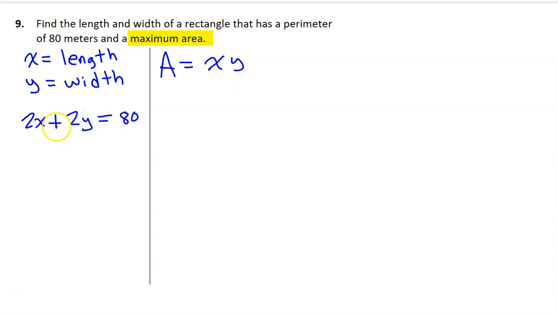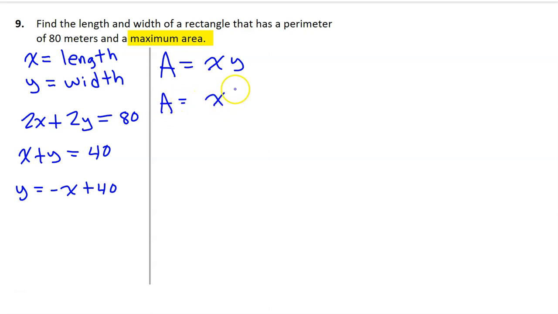Let's solve for y. Actually, first of all, let's divide everything by 2. So that will give us x plus y is equal to 40. Then if we subtract x from both sides, we get y is equal to negative x plus 40. Now we can substitute this for y right here. So A will equal x times negative x plus 40.